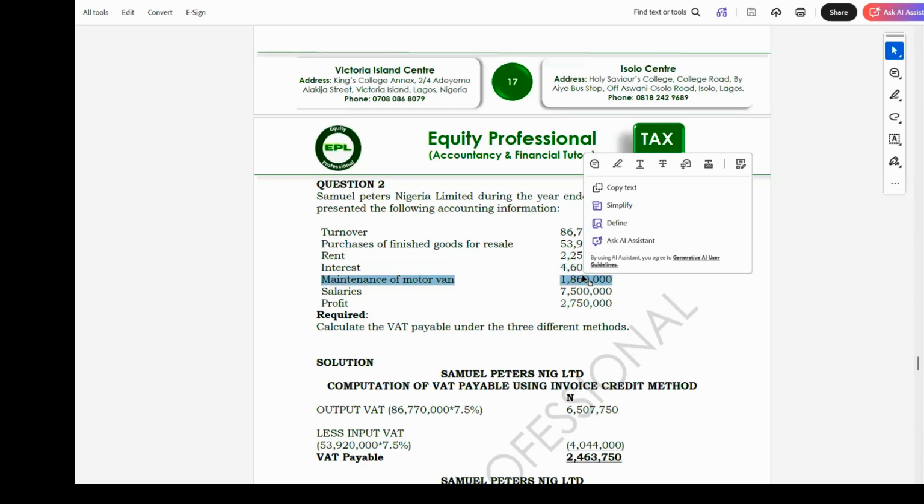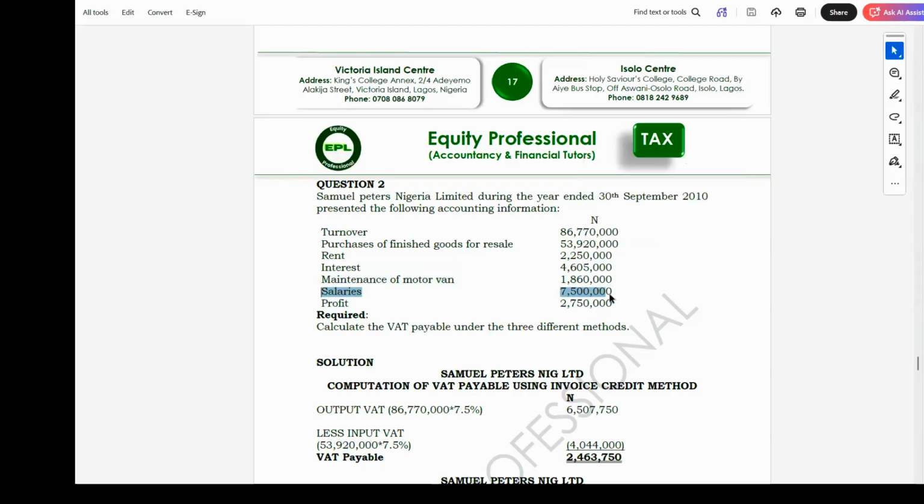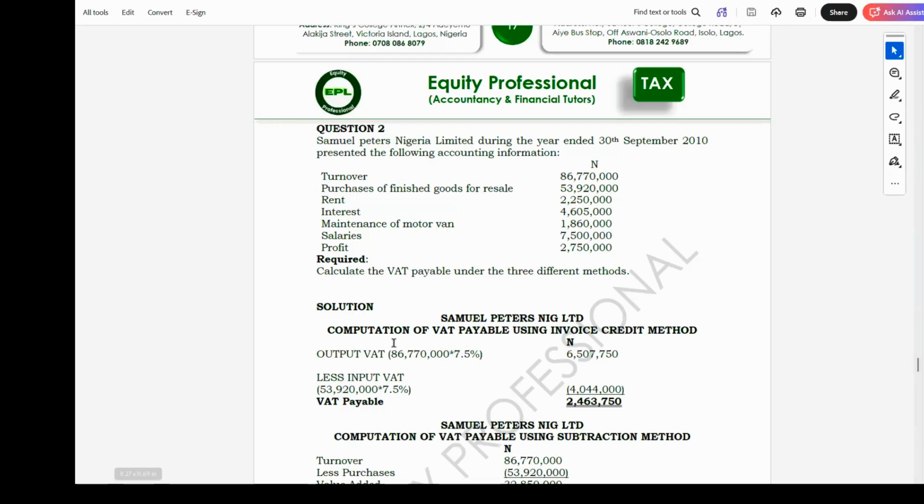Indirect. It's also not going to form part of our input VAT. Then we have salaries. Salaries, which type of expenditure? Indirect. Thank you. Then we have profit. Profit is not subject to VAT. So the only item that will form our input VAT for the purpose of computation of value-added tax is what?